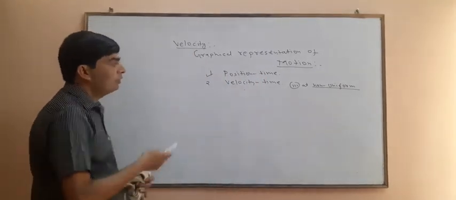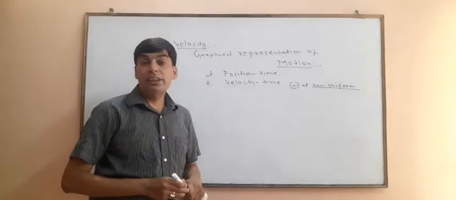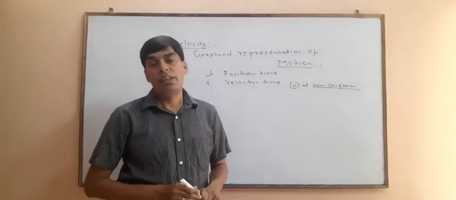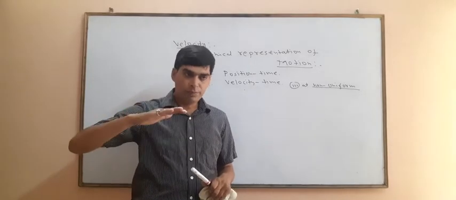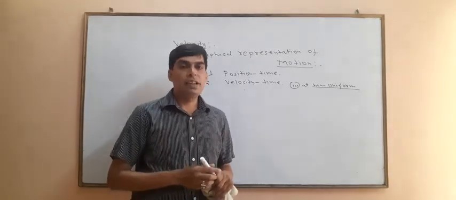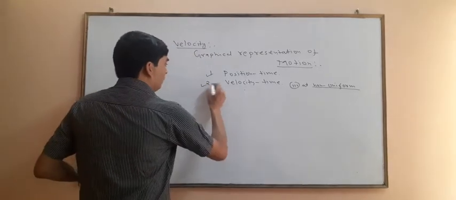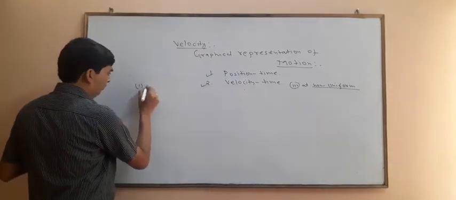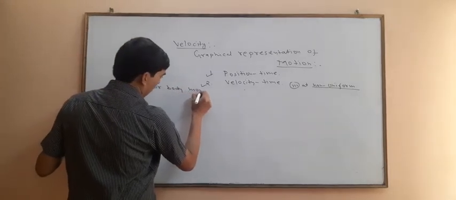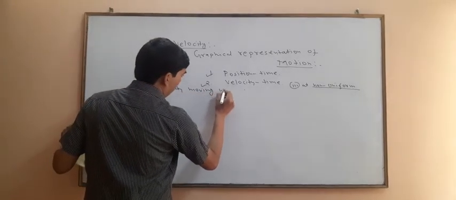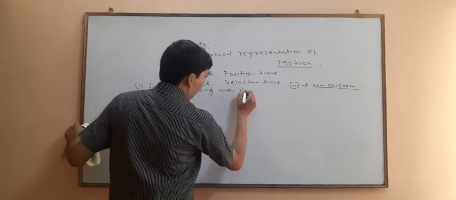If you are talking about velocity time graph, then the first case is when the body is moving with constant velocity. That means its speed is not changing. Whatever speed it has taken, it is continuing on that speed. So, velocity time graph for a body moving with constant velocity.